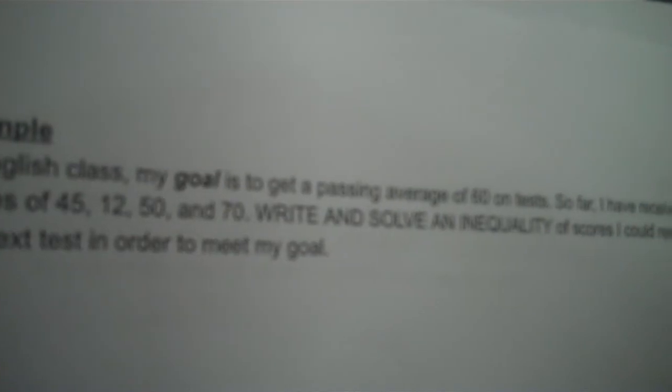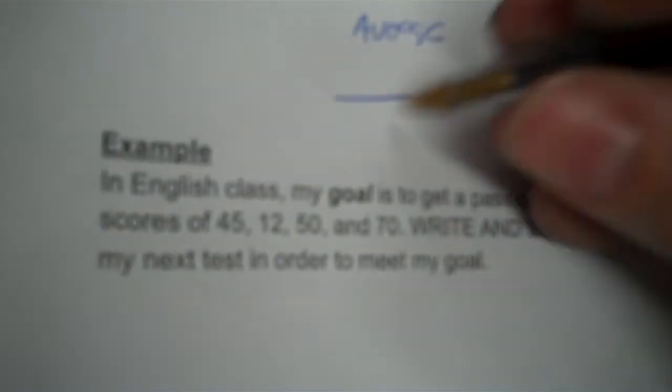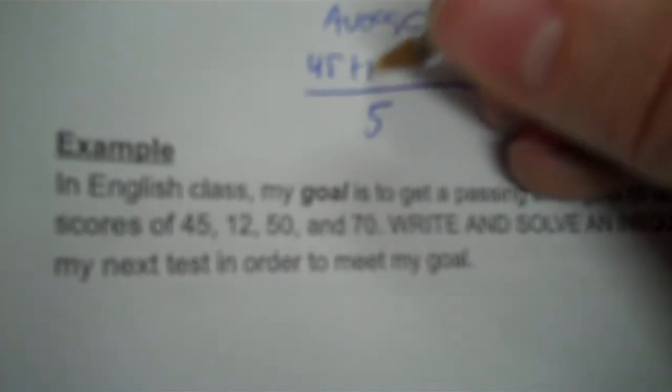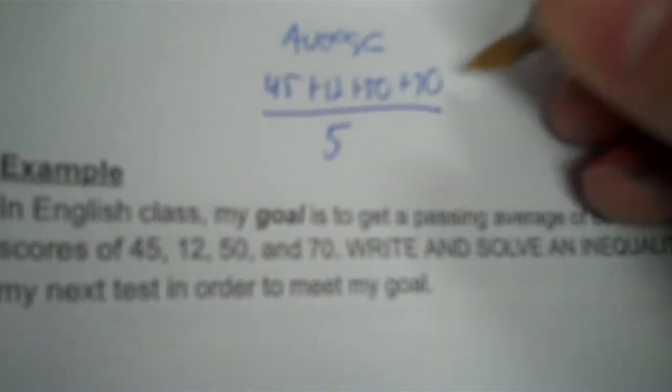Okay. 76 or higher. Okay, next one. Next 2 examples are the same concept. In English class, my goal is to get a passing average of 60 on tests. So far, I've received scores of 45, 12, 50, and 70. Write and solve an inequality of scores I could receive on my next test and meet my goal. So goal, the goal's 60, okay, and you're talking average. So you count the test, you see 4, but you're going to take a 5th test.